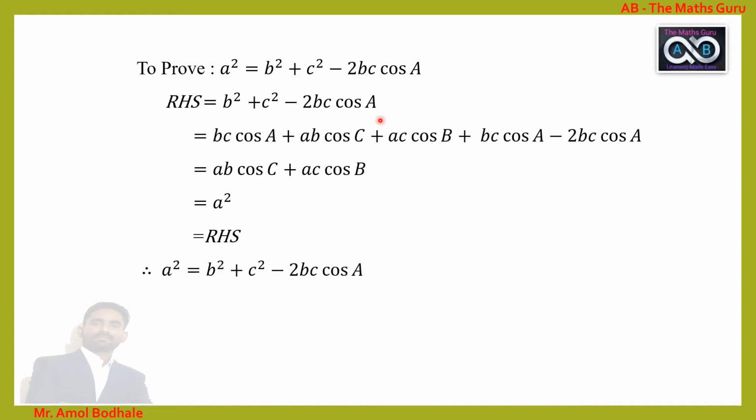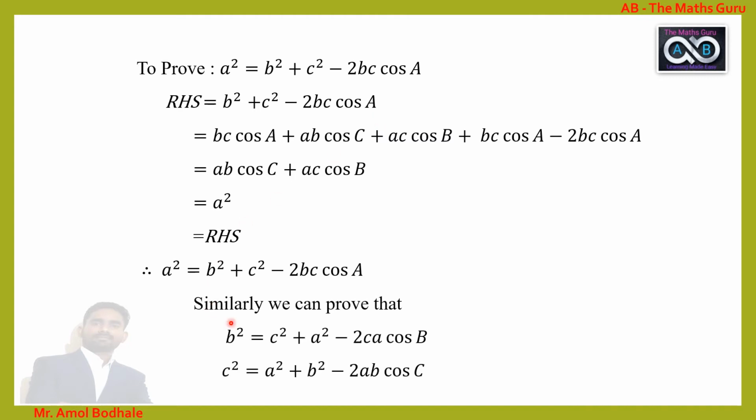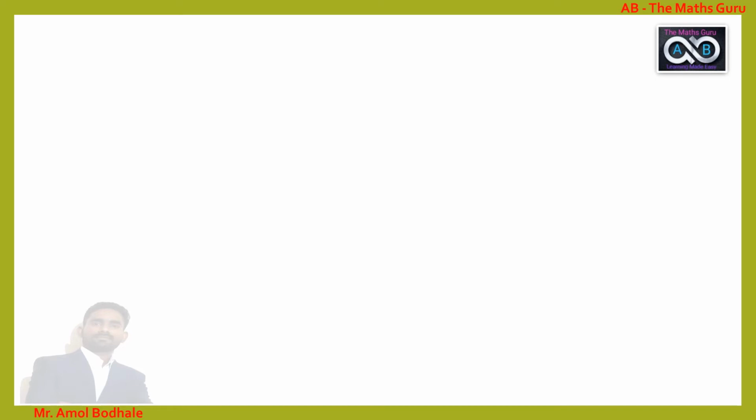So we proved a square equals b square plus c square minus 2bc cos A. Similarly we can prove that b square equals c square plus a square minus 2ca cos B, and c square equals a square plus b square minus 2ab cos C. Hence we proved the cosine rule using the projection rule.